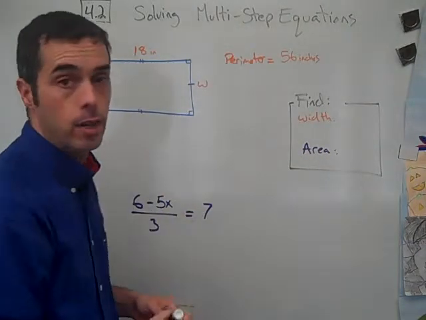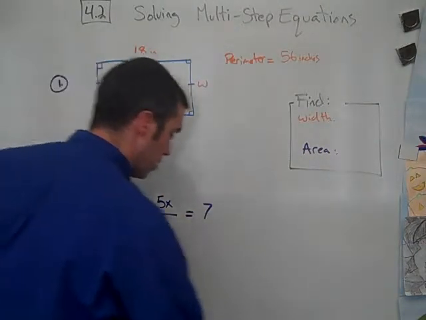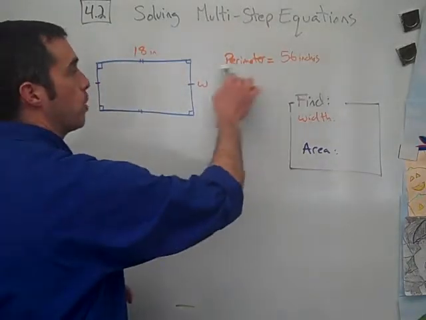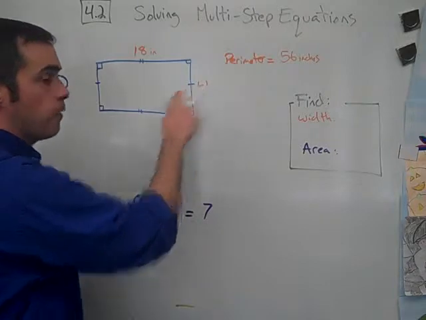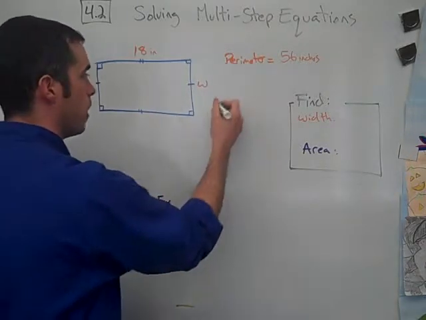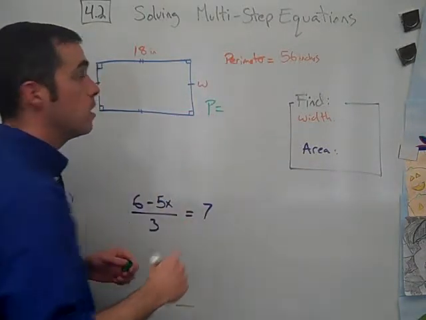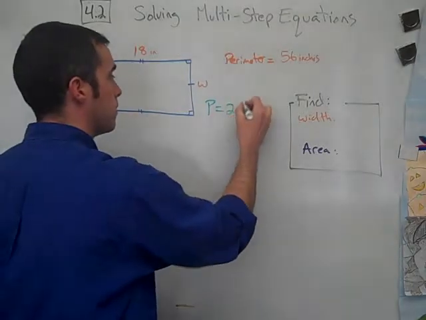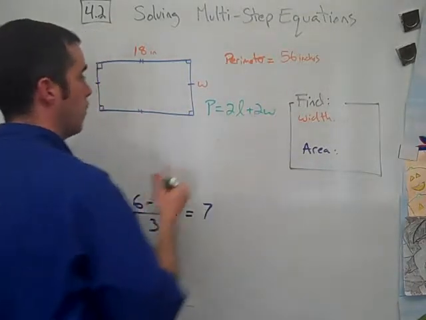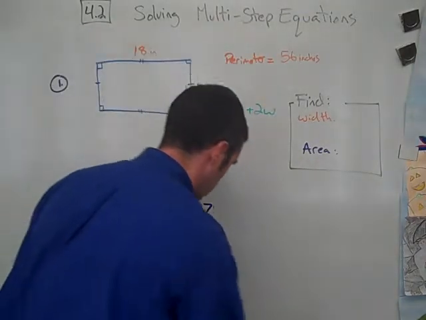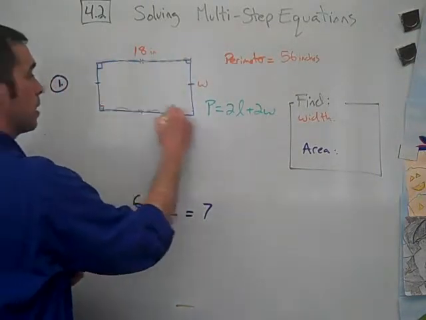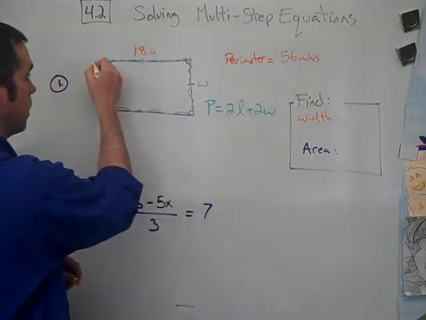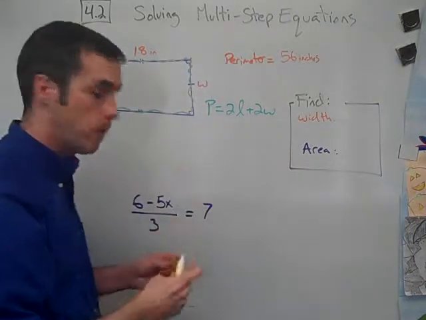width and the area. So the first thing I'm going to need to write out is a perimeter formula. And since I know the perimeter, I'll be working with that formula to find something else. Perimeter is equal to twice the length plus twice the width of a rectangle, and you can visualize that. Doubling the length and then doubling the width gives me the distance around.